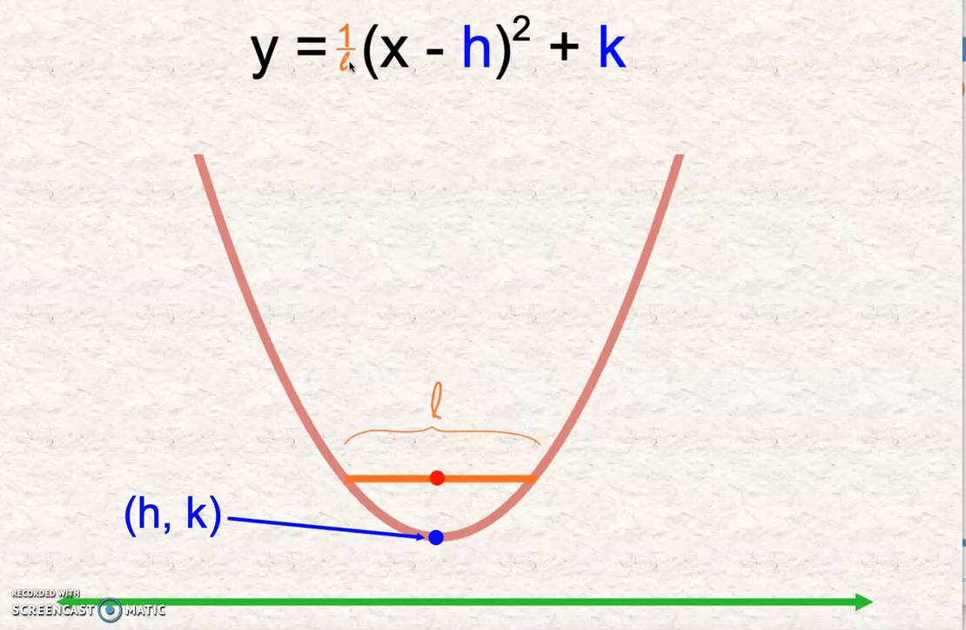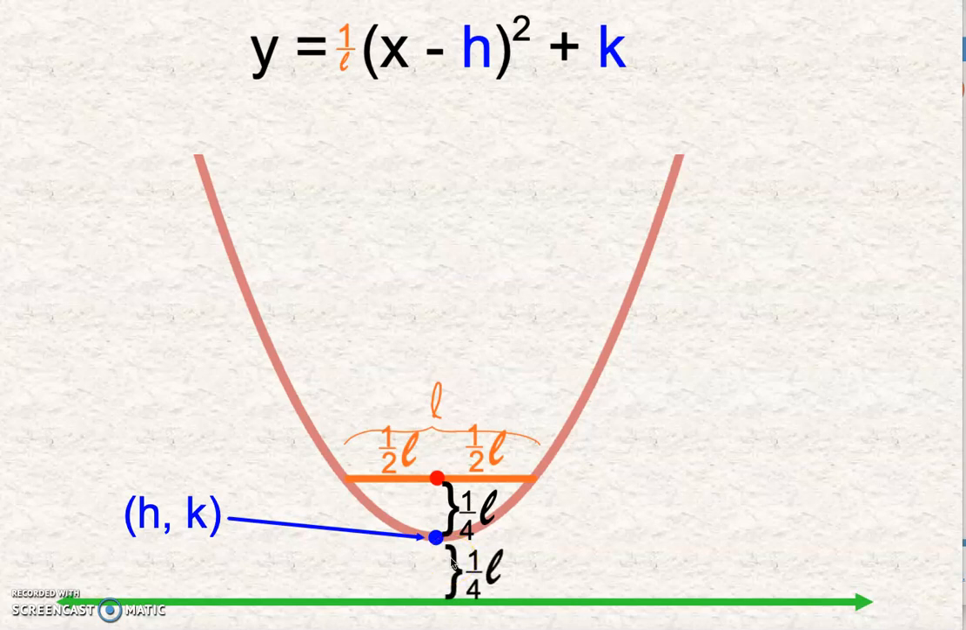But for right now, what you need to know is the focus bisects the latus rectum. So this length is a half L, so is this. And it also turns out that the focus is a fourth of L away from the vertex. And the directrix is also a fourth of L away from the vertex.